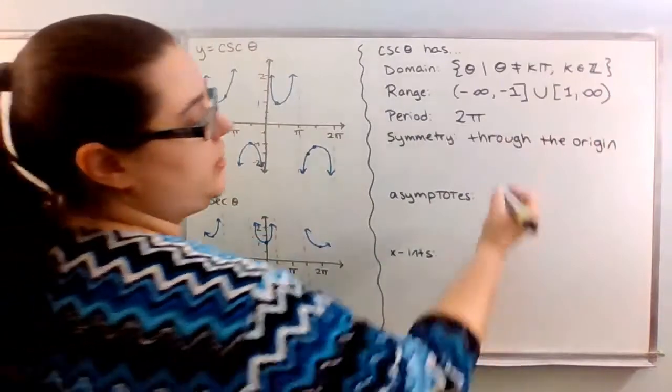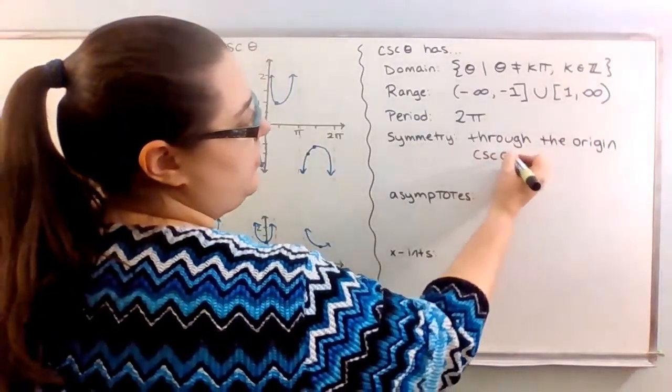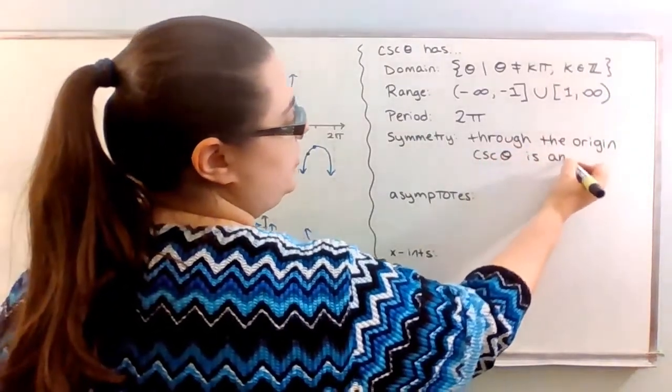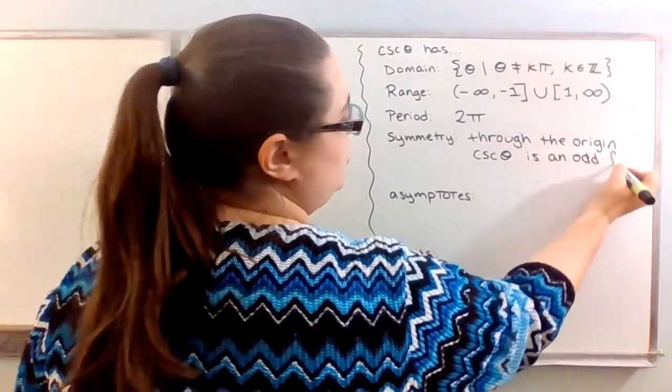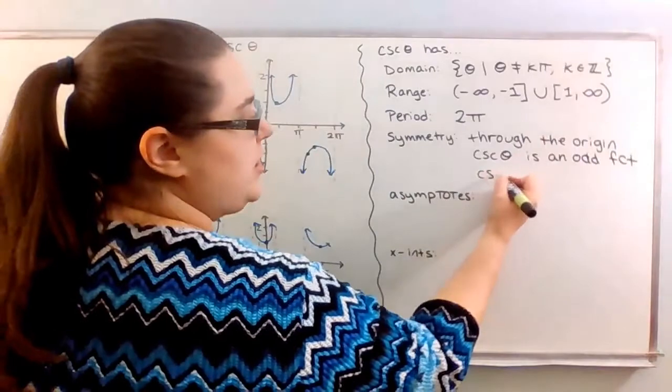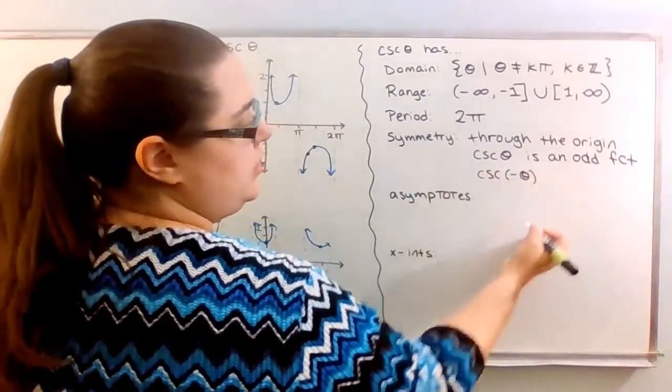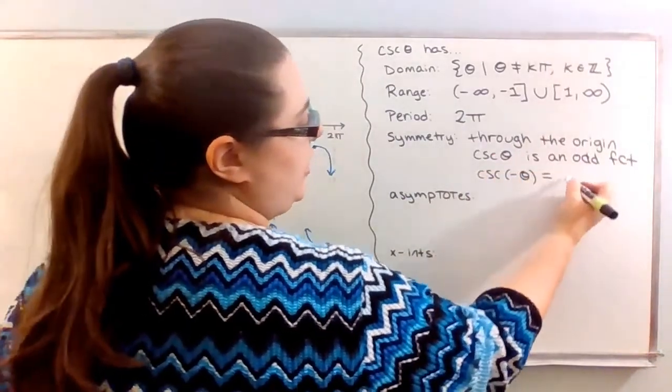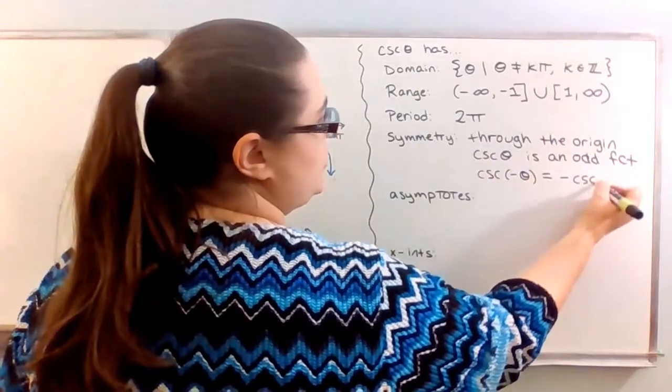So this means that cosecant of theta is an odd function, which means that if we have cosecant of negative theta, that's going to be the same thing as negative cosecant of theta.